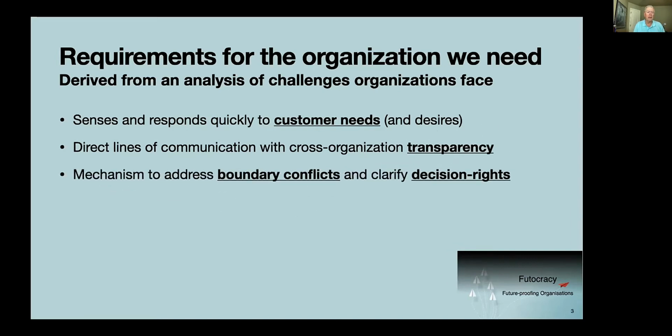We also need a mechanism to address boundary conflicts and the decision rights. If we go into a distributed decision authority, which often is the case in these alternate structures, something needs to be put in place to really replace the controls that bureaucracy is built around. This also then requires the boundaries for those decision rights and how things operate collectively.